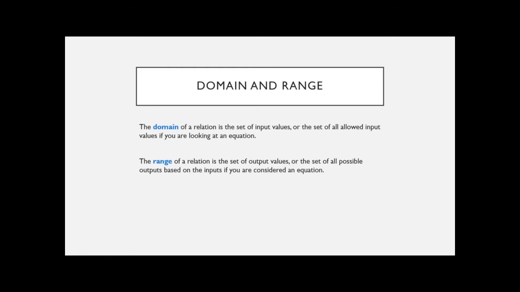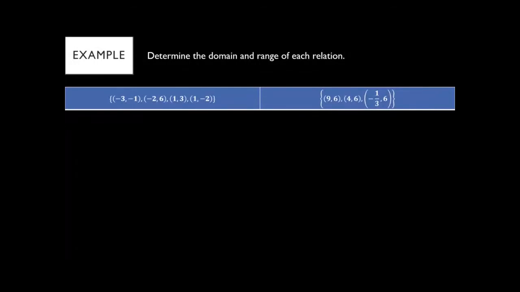So I'm just going to go through tons of examples. We're going to start with ordered pairs and different types of relations, and then we'll go into graphs and then equations. So we're just going to go through all different types of things.